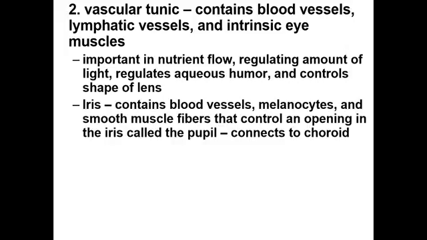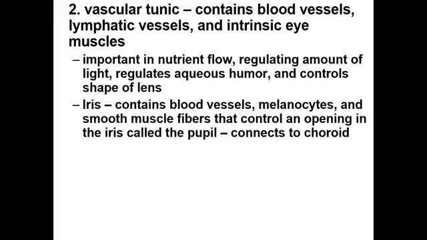You have the iris. The iris is the colored portion of your eye. It is essentially two sets of muscles, but it contains its own blood vessels. It contains cells called melanocytes. Melanocytes are actually the cells that produce eye color. The iris also contains an opening in the middle of it that it can change shape based on the contraction and relaxation of those muscles that are within it. And that hole in the iris is called the pupil.